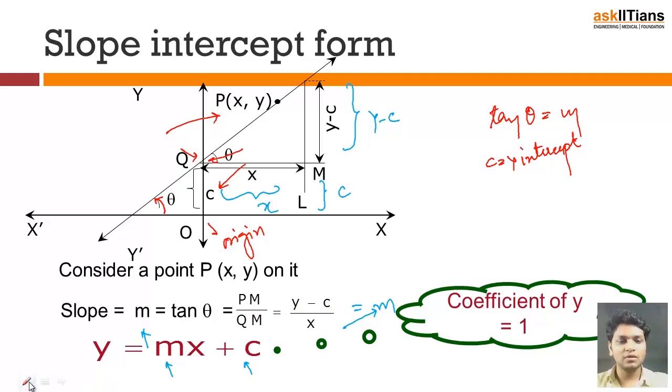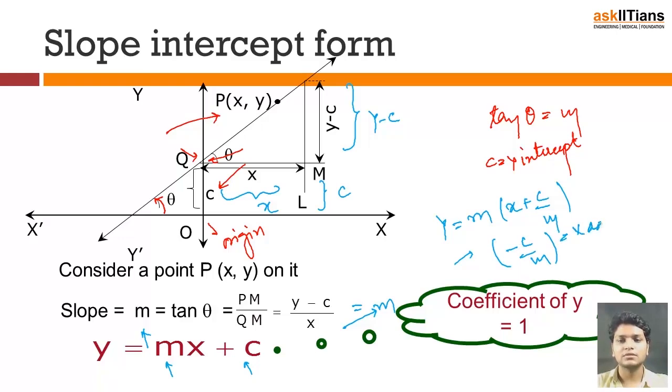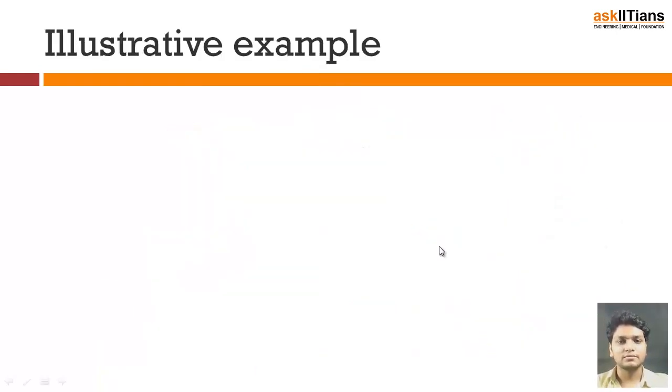What we can do over here is make a bit of change, and I can also write this as y equals m times x plus c by m. So this is the same line which is making an intercept of minus c by m on the x-axis. This information can also be extracted from this line.